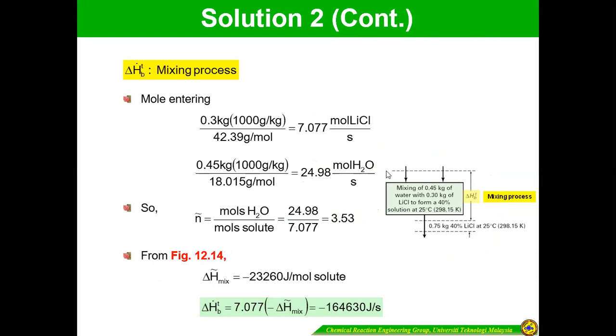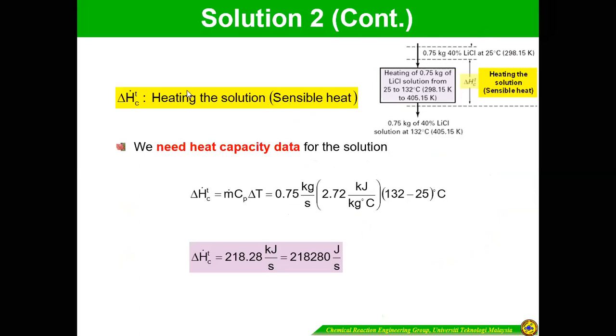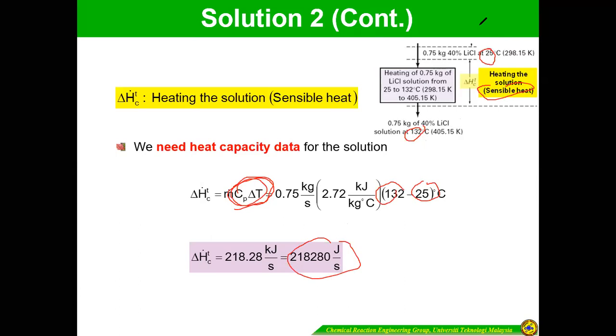For the heat of solution, this is a change in temperature, from 25 degrees C to 132 degrees C. So we have to use sensible heat, m Cp delta T. It is almost enough already, because the pressure, I think, is very low. The pressure is low, and 25 to 132 degrees C is not really a big difference. Then you can get the sensible heat, just m Cp delta T.